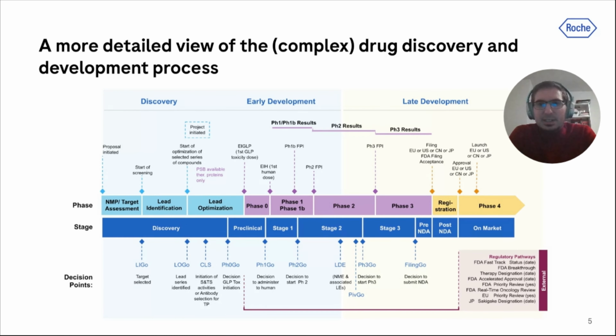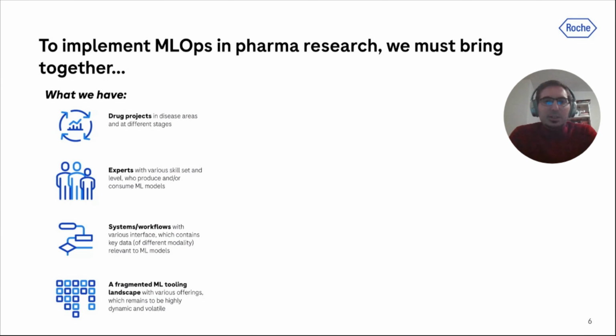So if you can go to the next slide, Milo, please. Yes. I just want to again highlight the fact that in pharma research, we have 4 key challenges. So the first one is that, as you have seen, the process is very complex, and we have multiple drug projects in different disease areas and different stages, right? What is meant by disease areas is that sometimes we have projects that are focusing on oncology, some are focusing on cardiovascular diseases, for example.